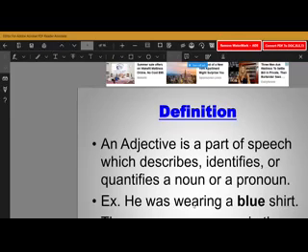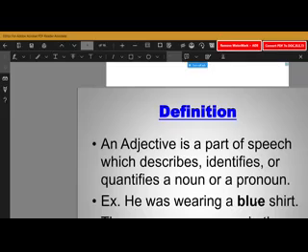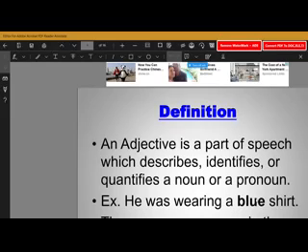Example: he was wearing a blue shirt. See, the word shirt here is a noun. And what kind of shirt it is, or what color the shirt was, is being told by the word blue. So here blue tells us about the color of the particular shirt we are mentioning. So this word blue is adding something about the noun, which is the shirt.